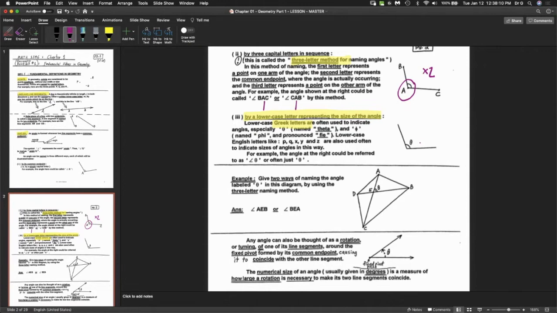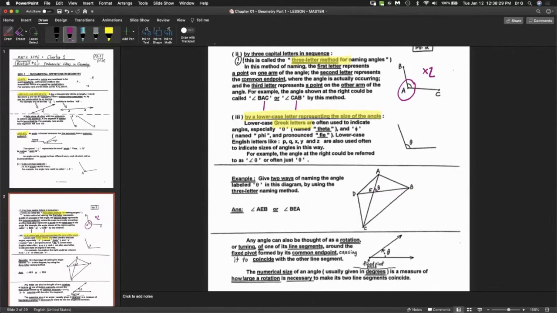Now, you might be wondering, why would I go through the 3-letter method versus the single-letter method? Well, I will explain it to you in a second. But before we do that, talk about this one here. See this angle here, theta? This Greek letter? There are 2 ways to name the angle because that's the angle they're talking about.